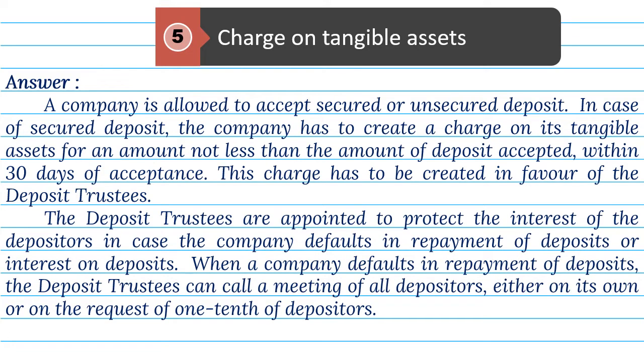The deposit trustees are appointed to protect the interest of the depositors in case the company defaults in repayment of deposits or interest on deposits. When a company defaults in repayment of deposits, the deposit trustees can call a meeting of all depositors, either on its own or on the request of 1/10 of depositors.